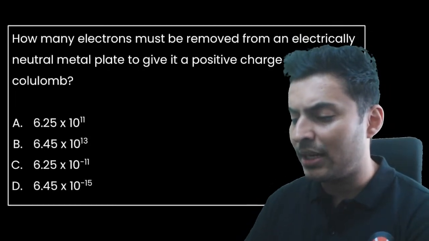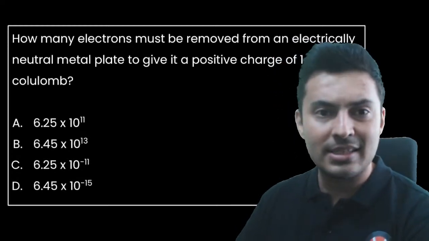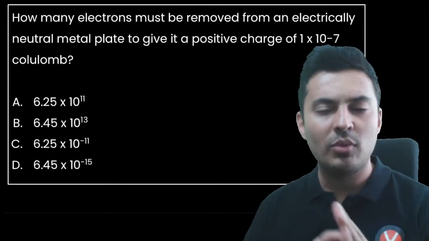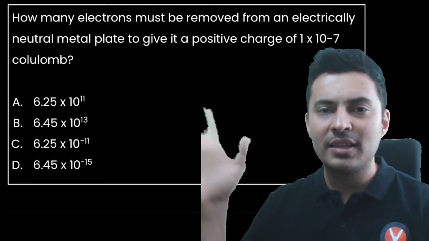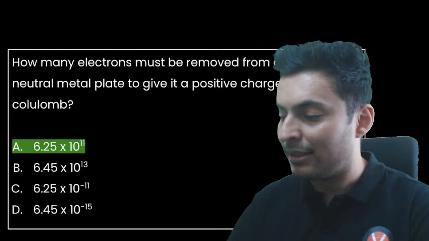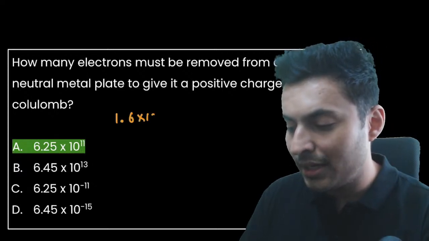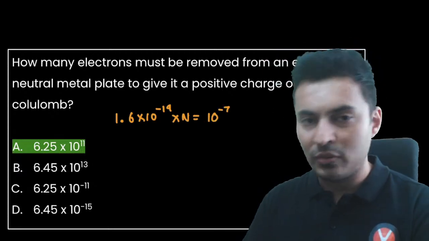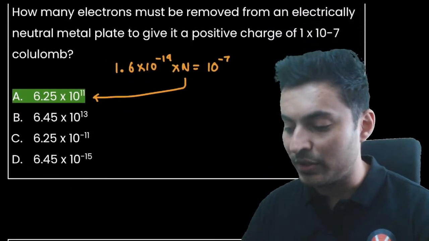How many electrons must be removed from an electrically neutral metal plate to give it a positive charge of 10 to the power minus 7 coulomb? So we know that every electron has 1.6 into 10 to the power minus 19 coulomb. So multiply that with n, and you will get the charge of 10 to the power minus 7 coulomb. So from this, you get the value of n as 6.25 into 10 to the power 11 number of electrons.